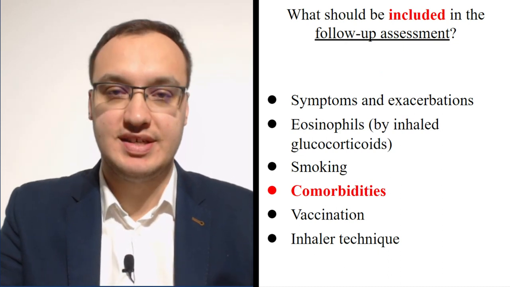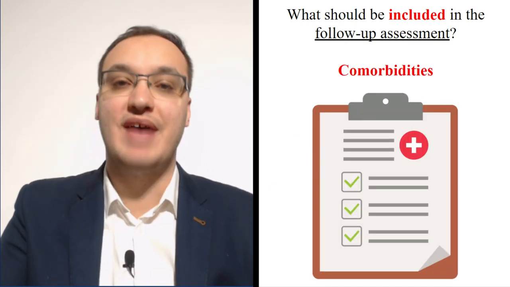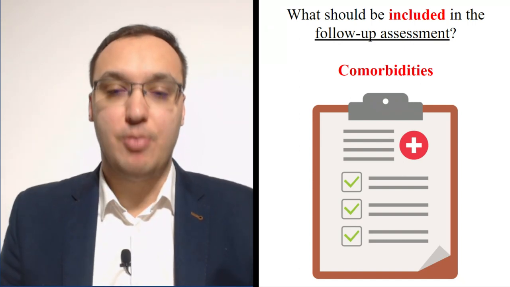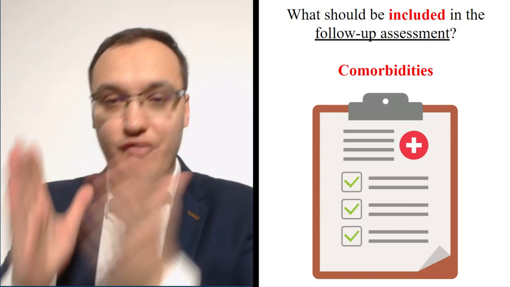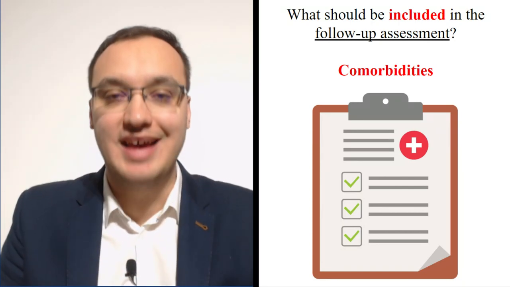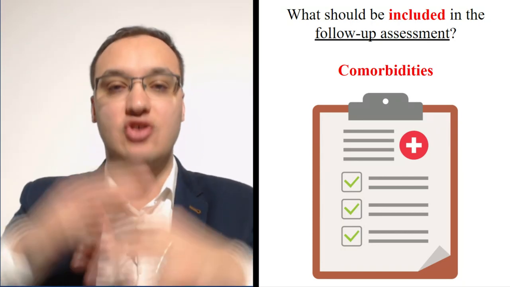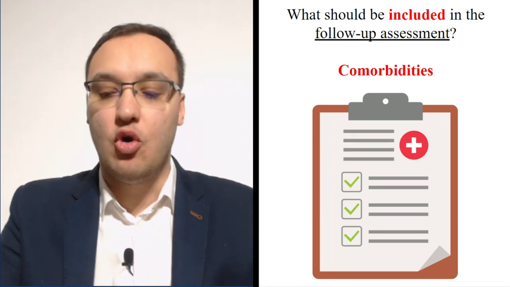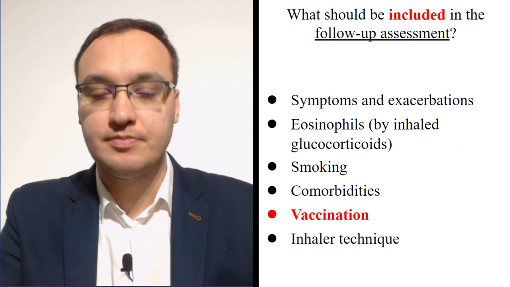Comorbidities means other diseases. We need to treat other diseases. So we will have a checklist of all the other diseases that we have here. And the importance here is that we don't only focus on COPD. We have to take the patient as a global patient, as a whole, meaning we need to treat his diabetes, his blood pressure is high, and so on. All the other diseases need to be checked also.